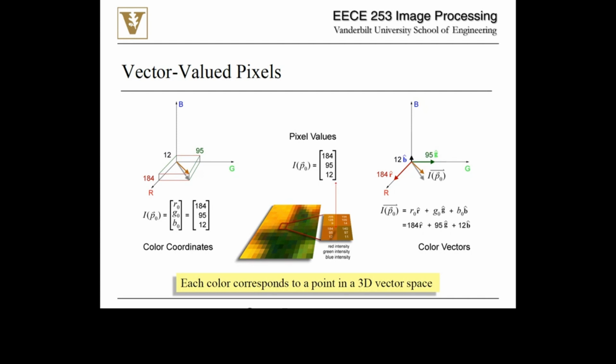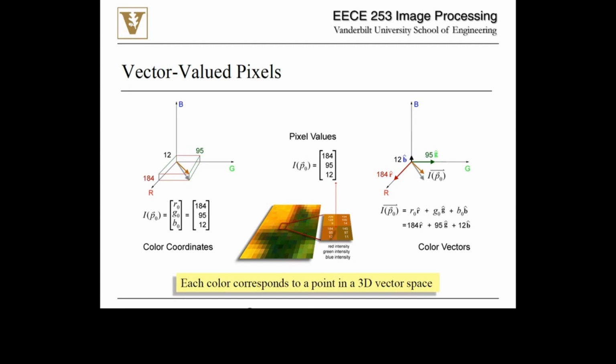So what does it mean in that space? It means that you have to take the red basic vector, that is this R hat, multiplied by 184, because the red channel was 184, then take the green vector, multiply by 95, and the blue vector, multiply by 2. And then that will give you another vector. This vector is the color of that pixel. So we can think of colors as vectors in some three-dimensional space.